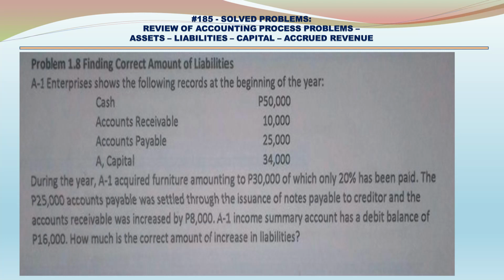During the year, A1 acquired furniture amounting to 30,000, of which only 20% has been paid. The 25,000 accounts payable was settled through the issuance of notes payable to the creditor, and the accounts receivable was increased by 8,000. A1's income summary account has a debit balance of 16,000. How much is the correct amount of increase in liabilities?